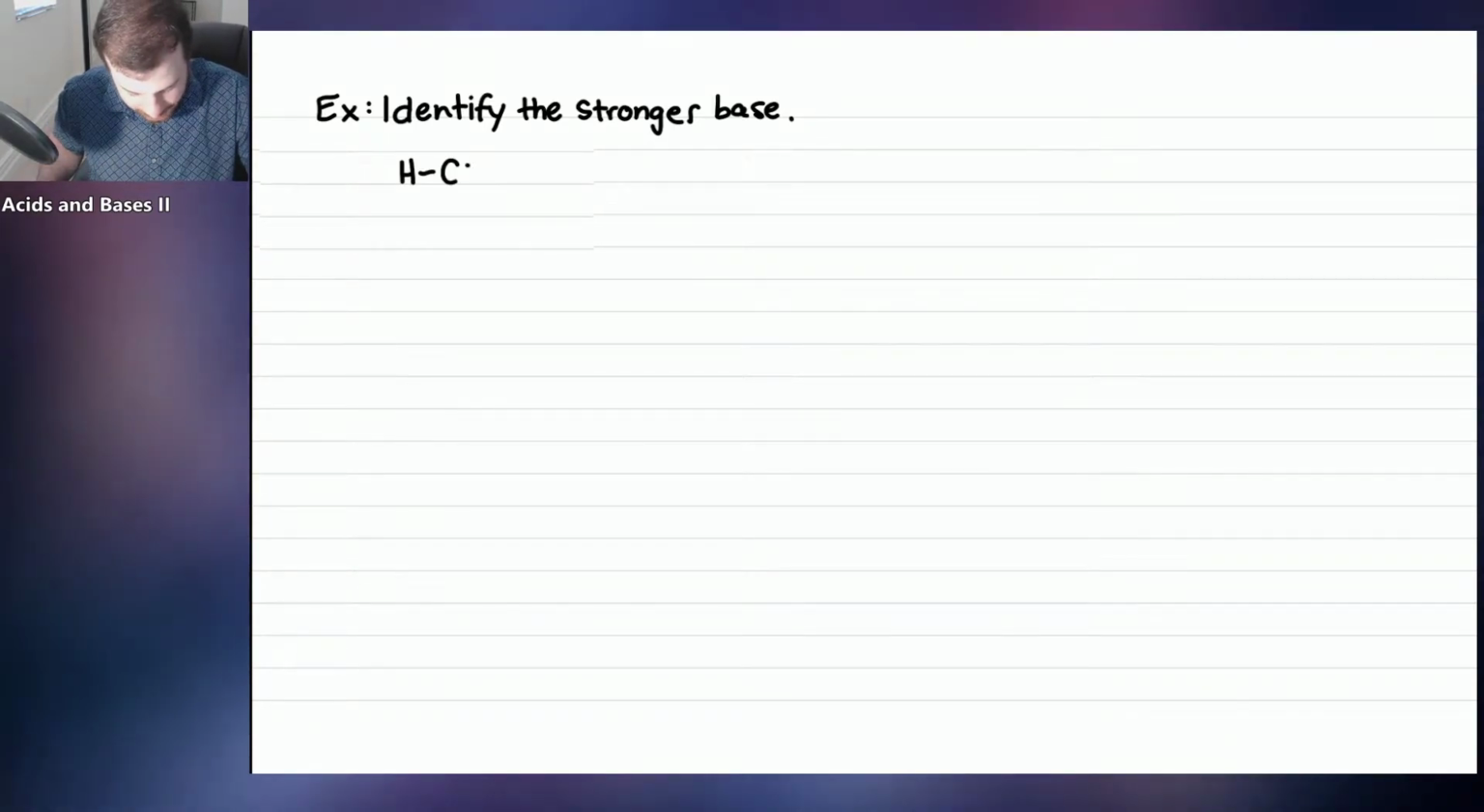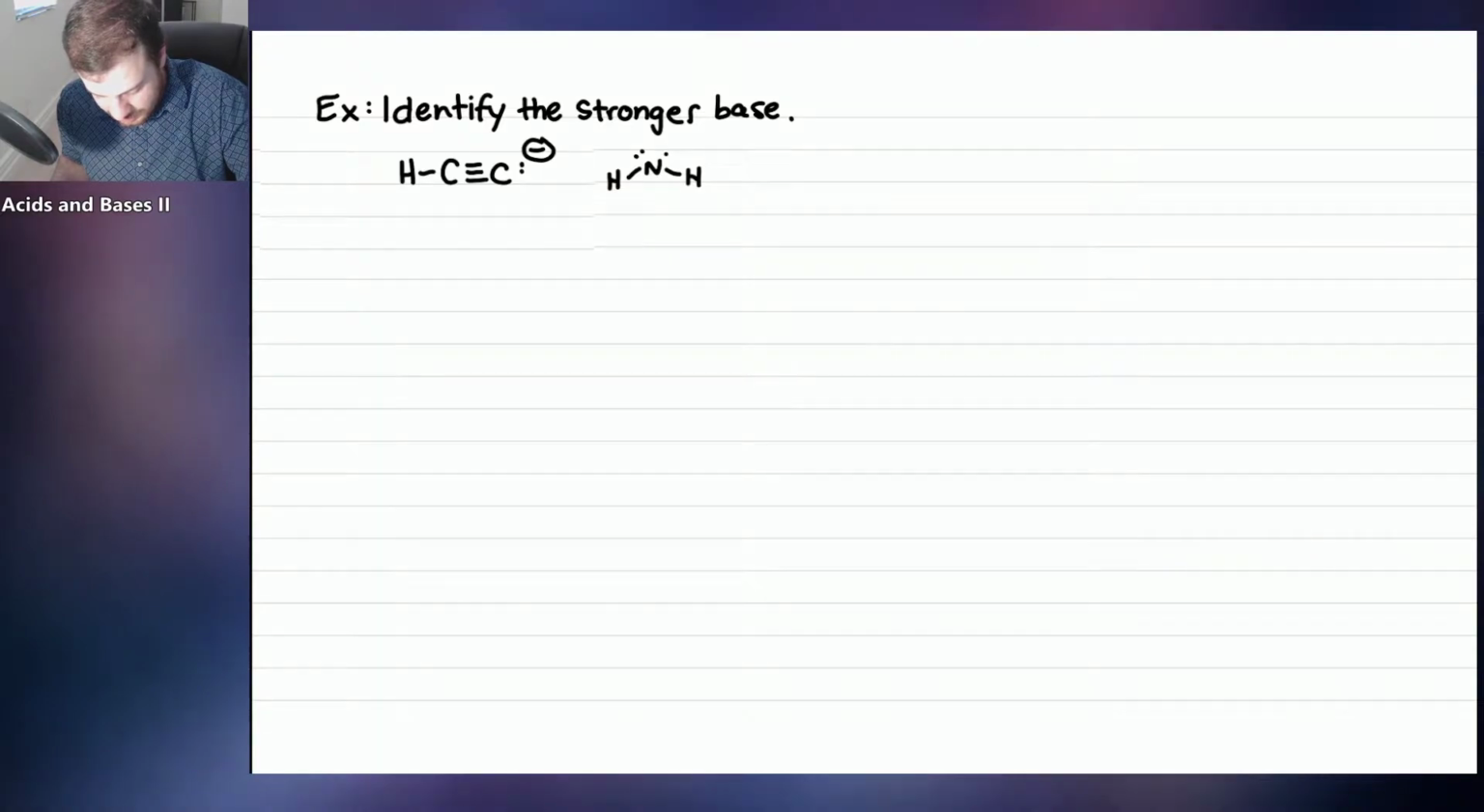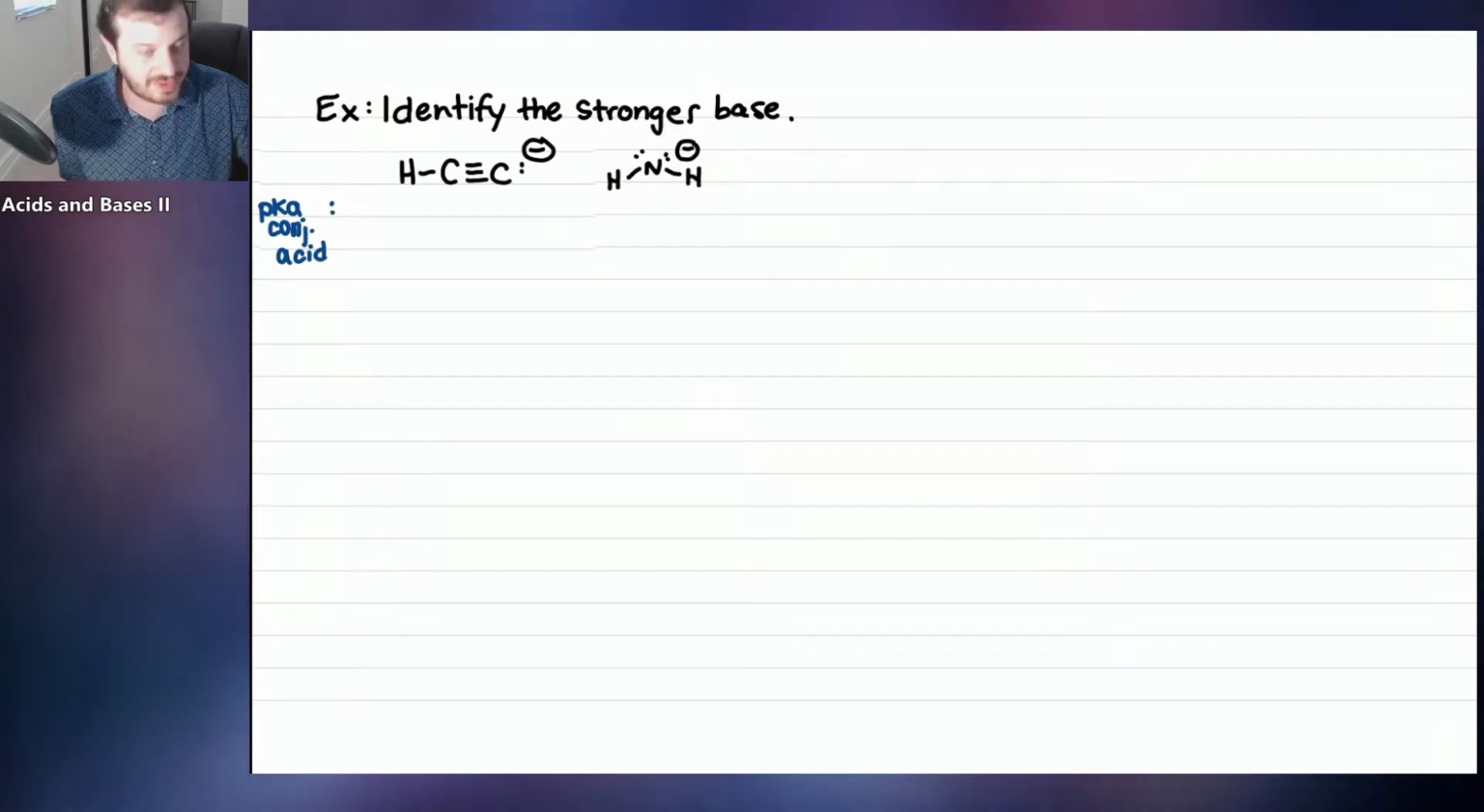All right, so say for example we had this molecule and we want to compare it to this molecule here. On the left we have a deprotonated alkyne and on the right we have a deprotonated amine. To determine who is the stronger base, we need to look at the pKa of the conjugate acid of each of these. We need to pretend that these bases are going to become acids and then look at their pKa values. If these are bases, they're going to gain a proton, a hydrogen atom. So we're going to replace the negative charge with an H.